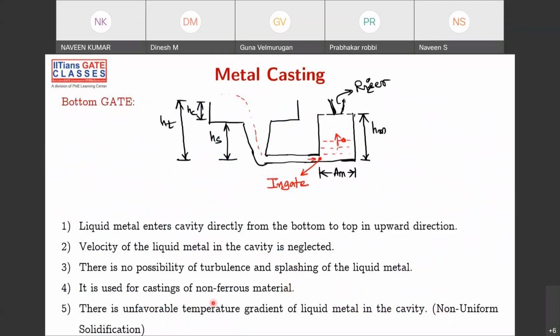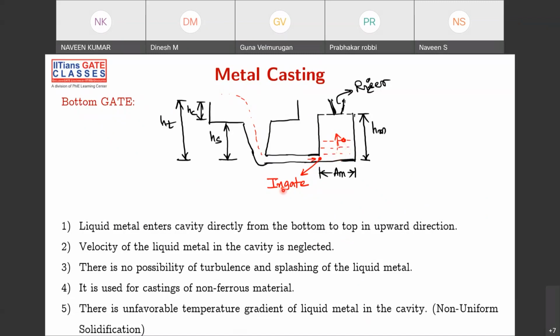And there is an unfavorable temperature gradient. Why? Because the first liquid will fill here, and after some time the liquid will try to solidify. Again some metal will come and the solidification will move up. So the temperature gradient is not properly formed here. Because of that, an unfavorable temperature gradient will form. That is the reason why non-uniform solidification happens in this case.